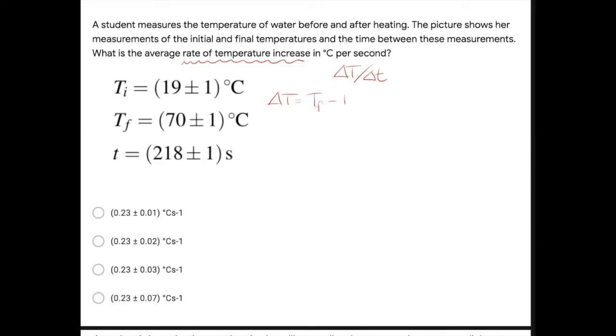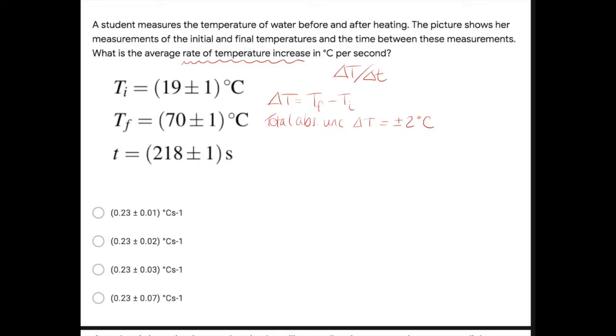However, before we do that, we know that delta T is actually T final minus T initial. So delta T itself is combined from two different values. So we have to firstly work out the total absolute uncertainty in delta T. Okay, because the T final and T initial are both measured in degrees, we simply combine the uncertainties by adding the absolutes. So that means that the total absolute uncertainty in delta T is simply plus or minus 2 degrees C.